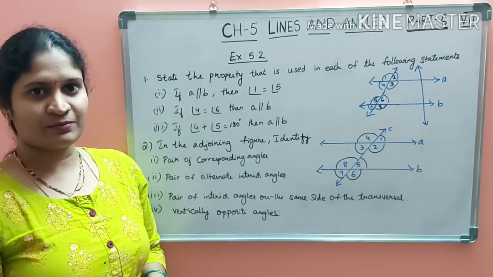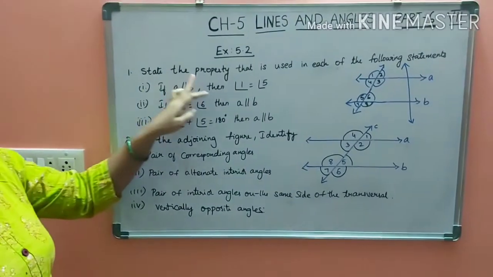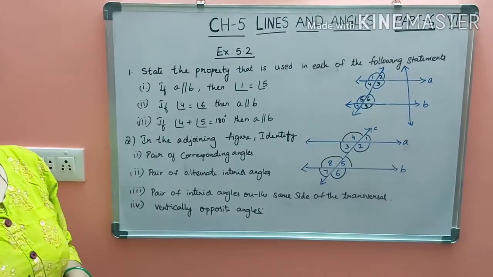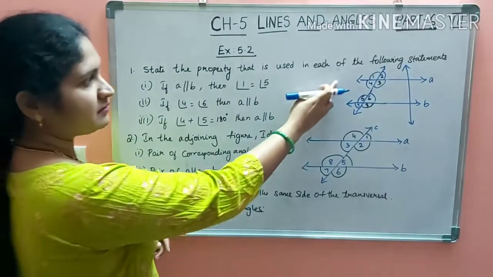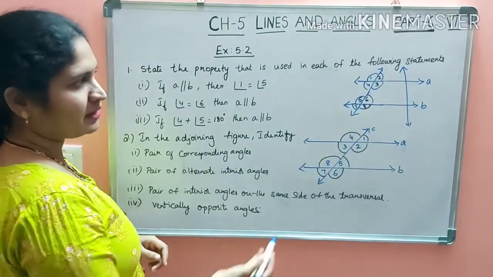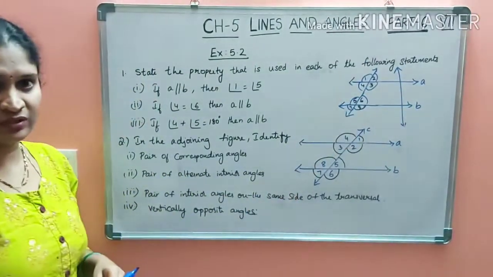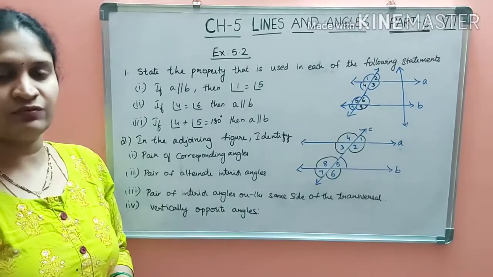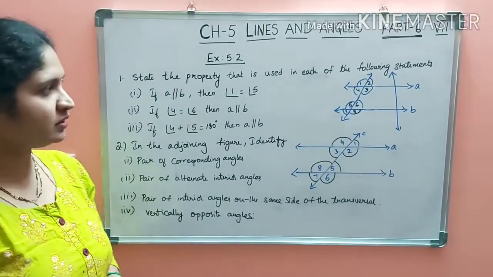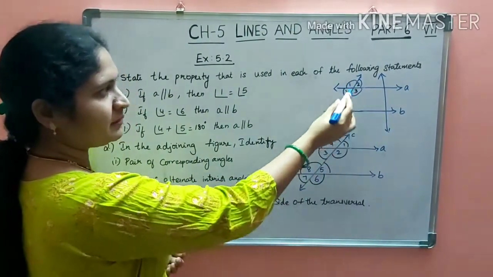Let us see exercise problems, children. Exercise 5.2, first problem. State the property that is used in each of the following statements. Children, if you observe the figure here, A and B are parallel lines, and here we have two transversals. So what can you say? We can draw infinitely many transversals for parallel lines. Okay. So for this transversal, 8 angles are forming here.